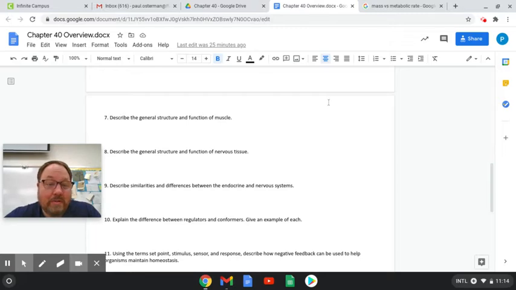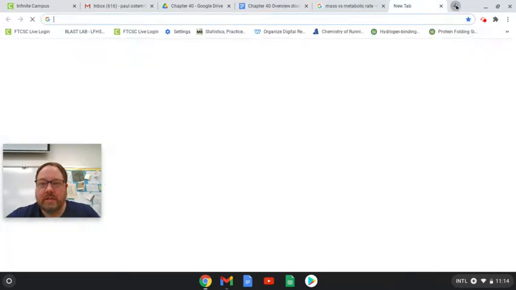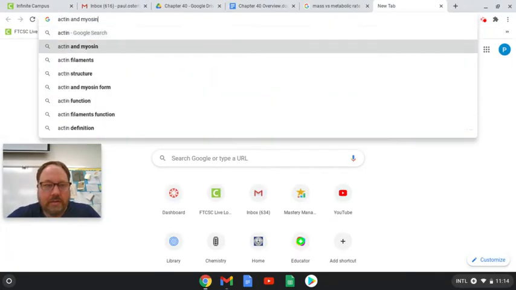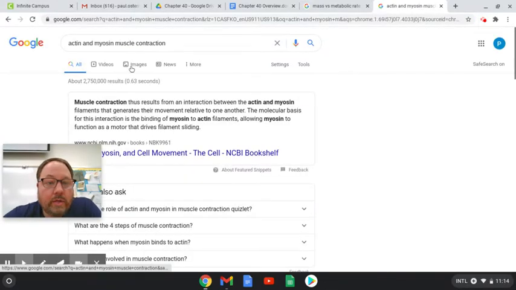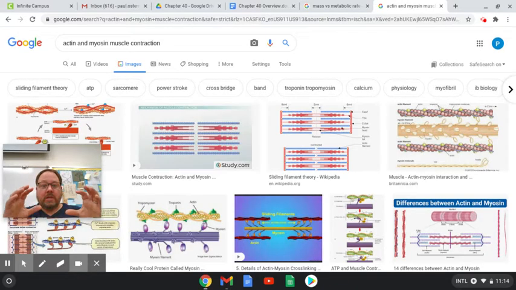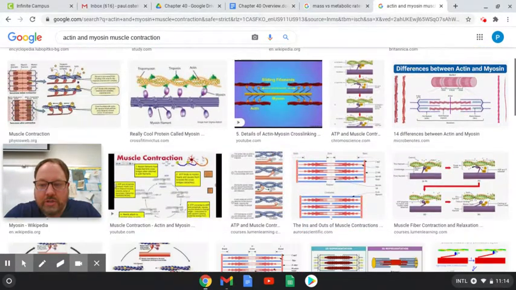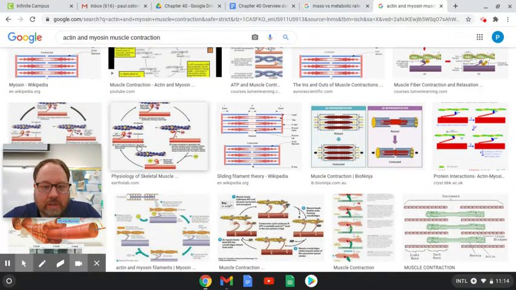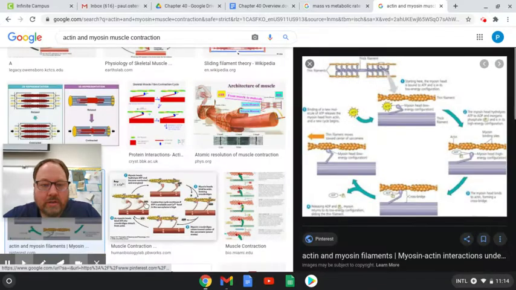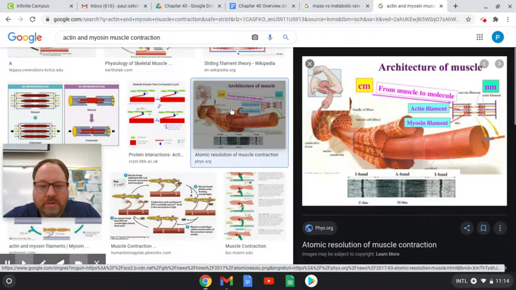Let's look at number 7. Describe the general structure and function of muscle. Okay, so we learned first about actin and myosin, looking at how those two proteins help sort of ratchet membranes during cell division, right? But there's also an interaction in muscle contraction. So let's look at these images that we have here. And actually, let's start with this one.